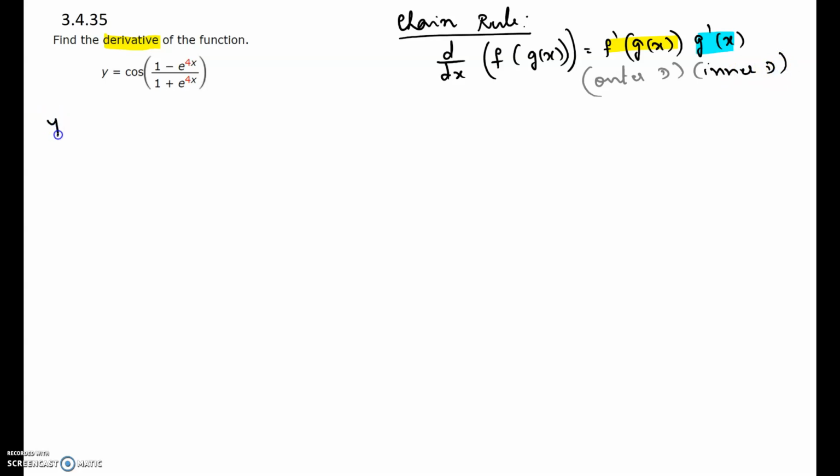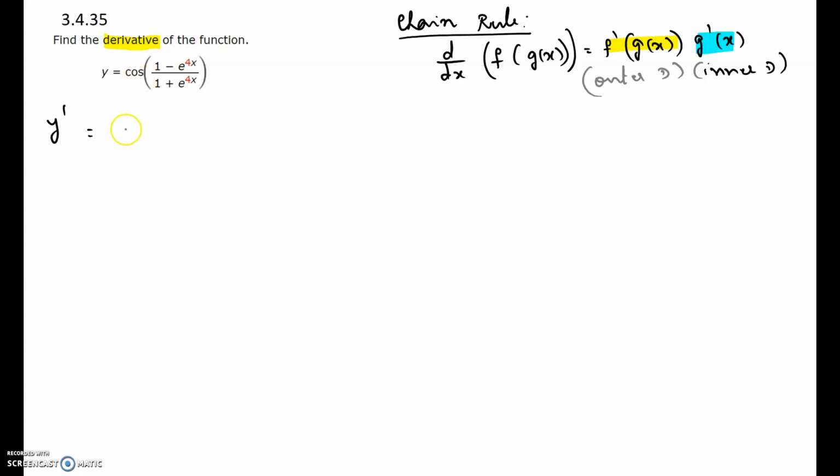So here y equal to cosine of (1 minus e to the 4x) over (1 plus e to the 4x) can be considered as a function of a function, or composite function. So it can be considered as cosine of u, where u is the inside function in parentheses. So we are going to do first the outer derivative.